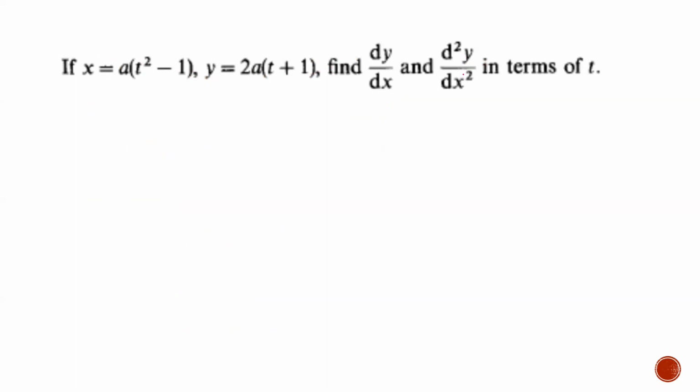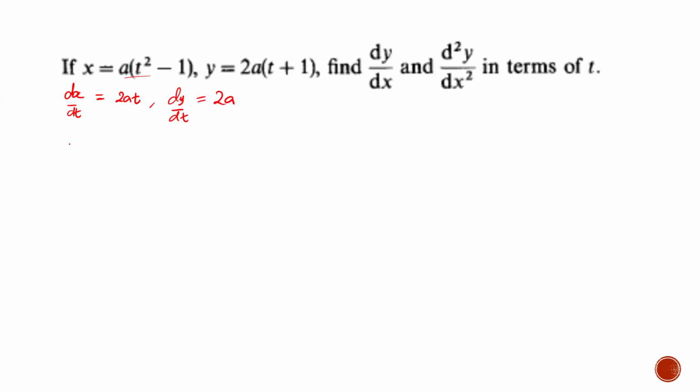and d2y/dx squared in terms of t. Now from this, we already know that we can get dx/dt. A is a constant in this case. So dx/dt is simply going to be 2at, since you can see that when you expand this, you get at squared minus a. A is a constant. Differentiate a with respect to t, you get 0. So dx/dt is just going to be 2at, and dy/dt is simply going to be 2a.